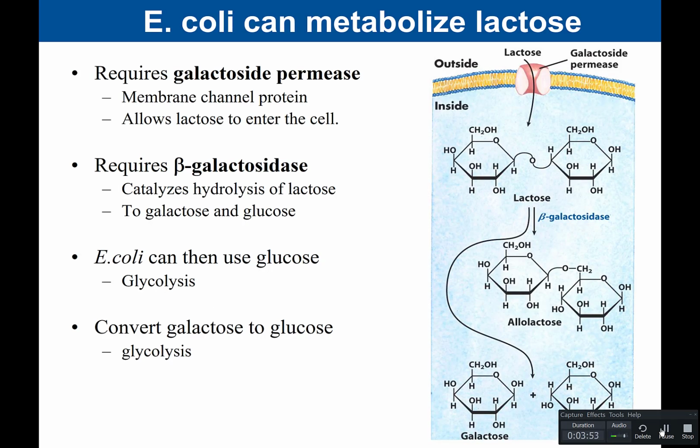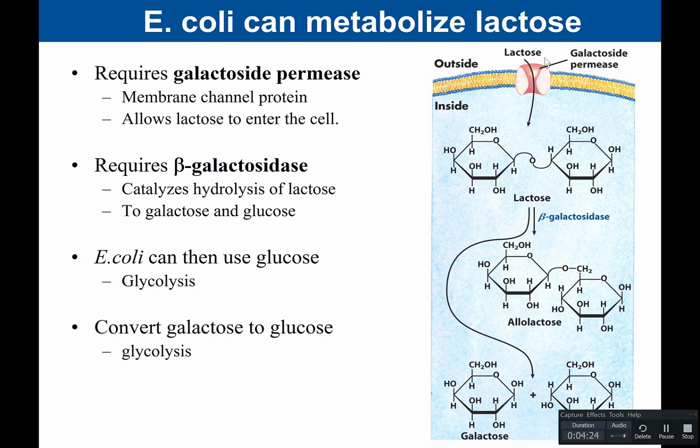So let's talk about how bacteria can metabolize lactose. Lactose, being a sugar, is polar, right? If you take sucrose, which is table sugar, and you put that in your coffee, it is going to dissolve because sucrose is polar. Lactose is also polar. So what that means is that it can't cross the cell membrane on its own. It needs the assistance of a channel protein in order to get lactose into the cell.